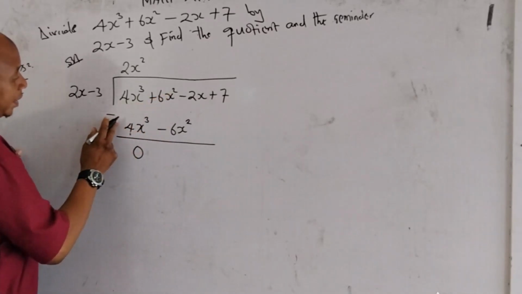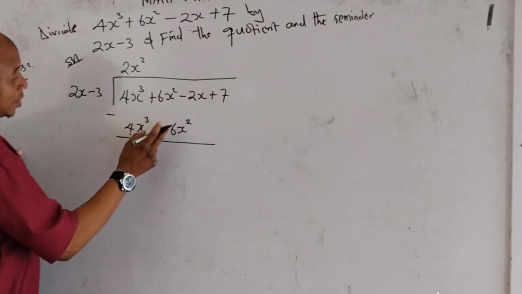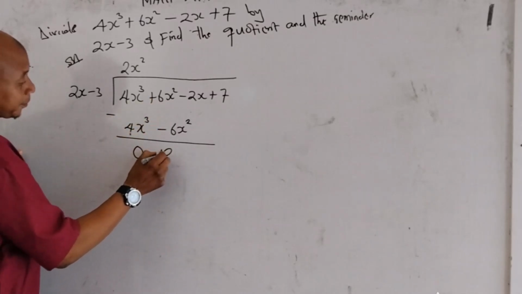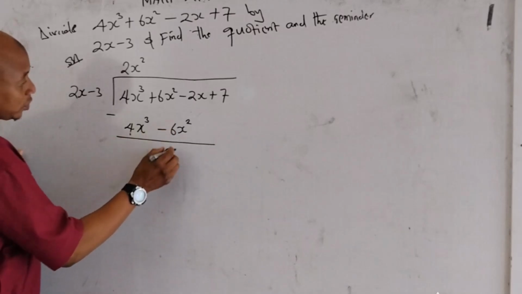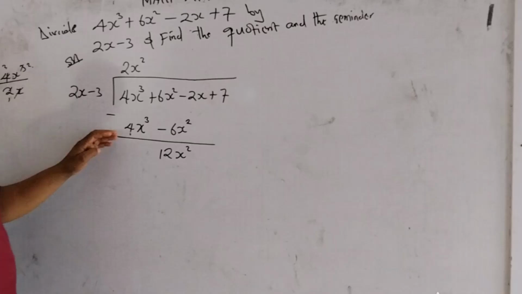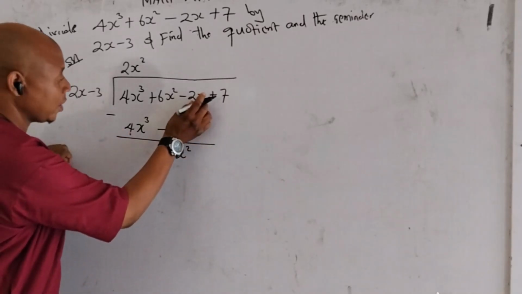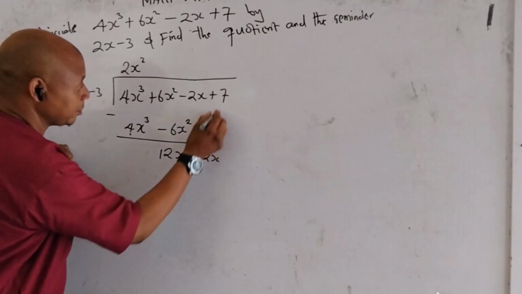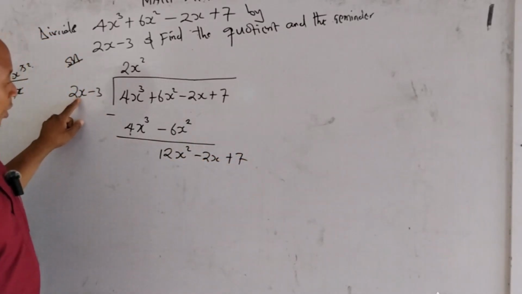6x squared minus minus 6x squared. So minus minus is plus. So 6 plus 6 is 12. I have 12. So this is 0, right? So I have 12x squared because this is 0. So now we have 12x squared. Next, bring this one down, minus 2x. Bring this one down also. We have plus 7. So we divide this by 2x now.